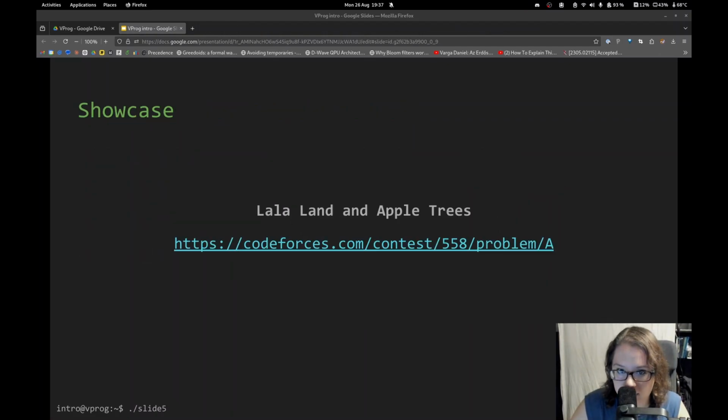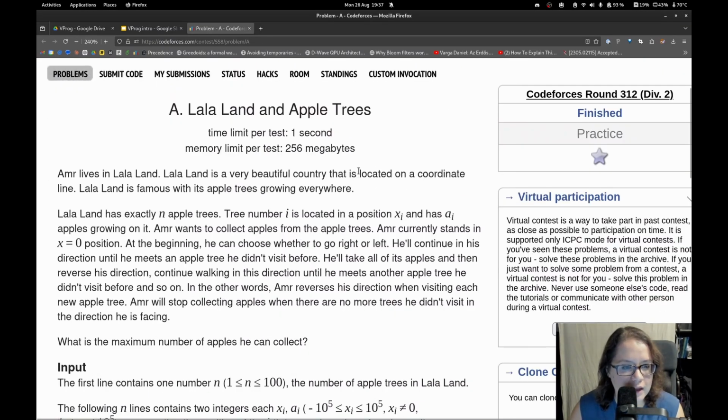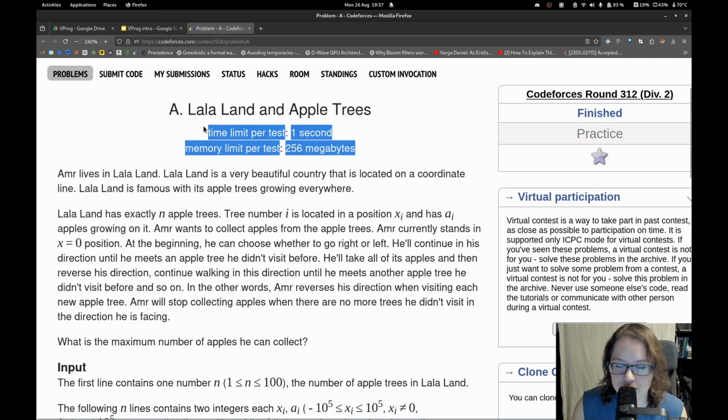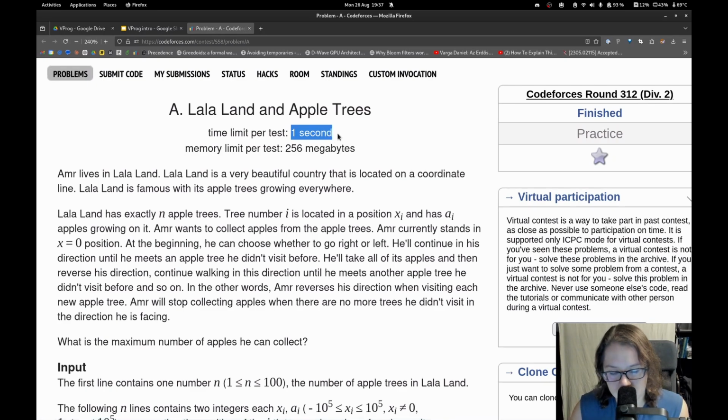I want to showcase how an exercise looks on Codeforces, and I chose this one, La La Land and Apple Tree. This is the website. Immediately you can see one of the most important things about competitive programming, which is the time and memory limits. These are going to be very strict. For harder exercises, you might be processing up to millions of numbers in under a second to get your accepted answer. There is also a memory limit, but usually the time limit is the more problematic one.